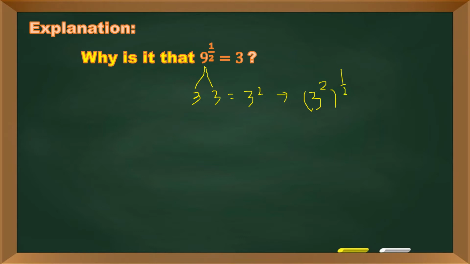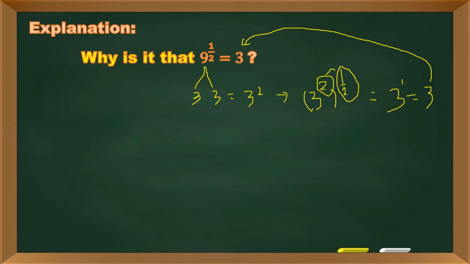And using power of a power in your laws of exponents, it means the powers are to be multiplied by the other power. So 2 times 1 half is 1. So you have 3 raised to 1 here, or simply 3. That's why 9 raised to 1 half is equal to 3.